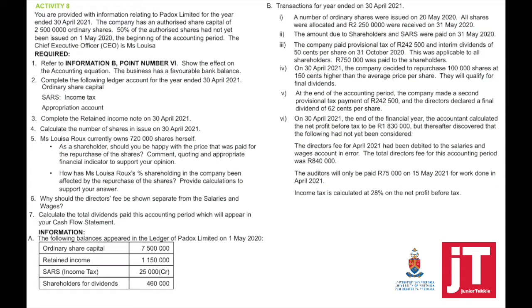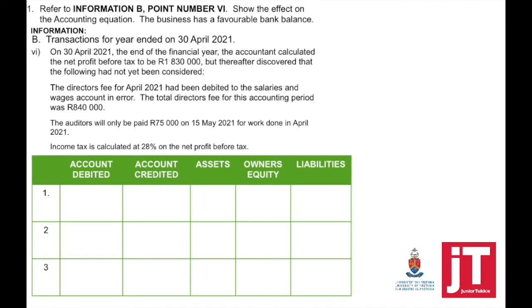Now, activity 8, the last activity, there is a lot of things happening. So we are going to break it down into the different questions, starting with question number 1. Refer to information B, point number 6. On 30 April 2021, the end of the financial year, the accountant calculated the net profit before tax to be 1,850,000, but thereafter discovered that the following had not been considered.